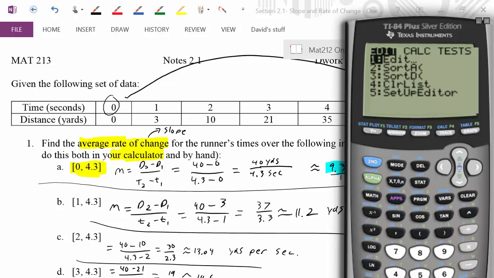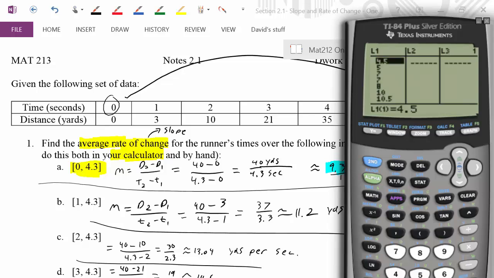Now you'll notice, I apologize, my enter button is not on the screen. So what I'm going to do is just press enter in the bottom right hand corner, and it will bring up a list that says L1, L2, L3. Hopefully that is working for you. You got that.